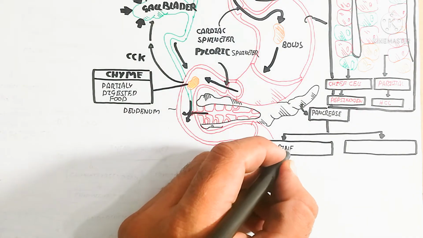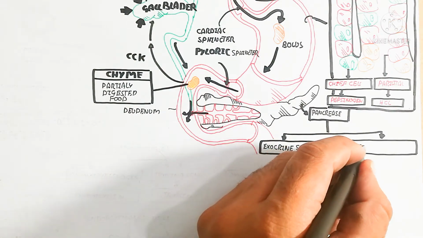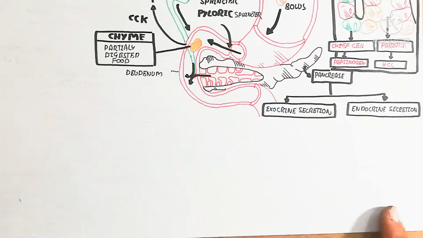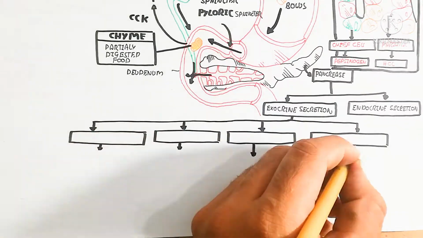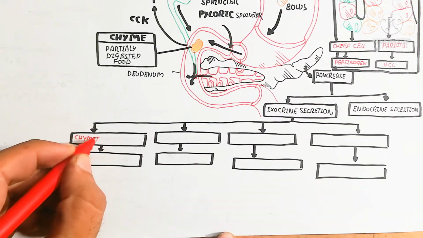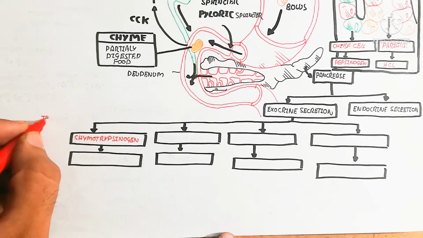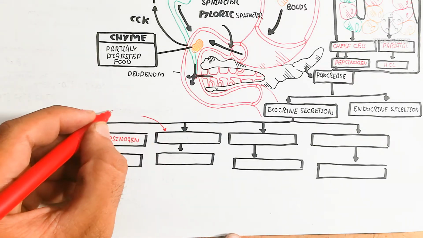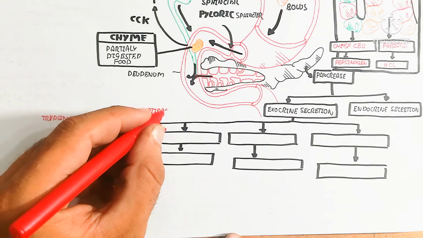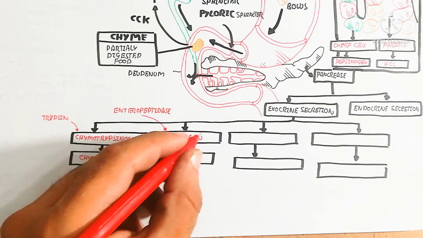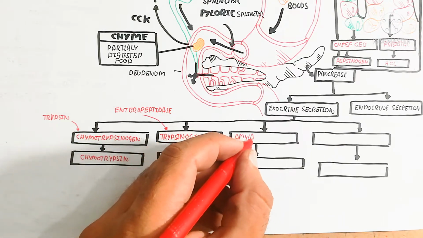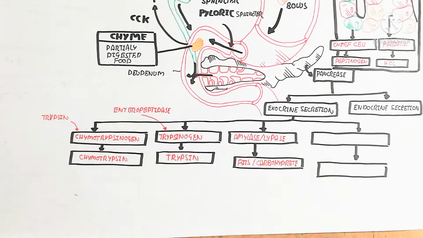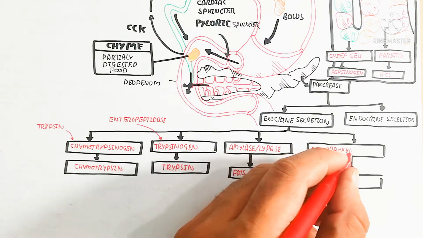We will discuss this also. Here is the pancreas. The pancreas has exocrine secretion and endocrine secretion. For example, the endocrine secretions are glucagon and insulin, but here we will discuss the exocrine secretion. The exocrine secretion of the pancreas includes chymotrypsinogen, which is activated by trypsin to produce chymotrypsin, and trypsinogen, which is activated by enteropeptidase to trypsin, and amylase and lipase are also produced for fat and carbohydrate digestion.